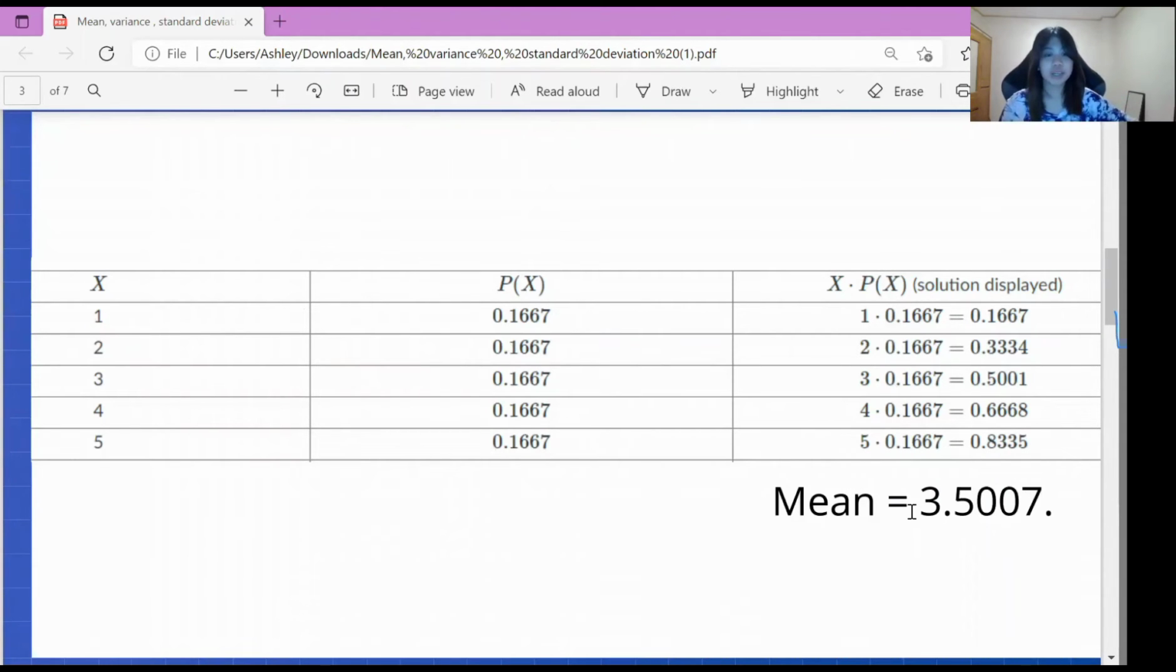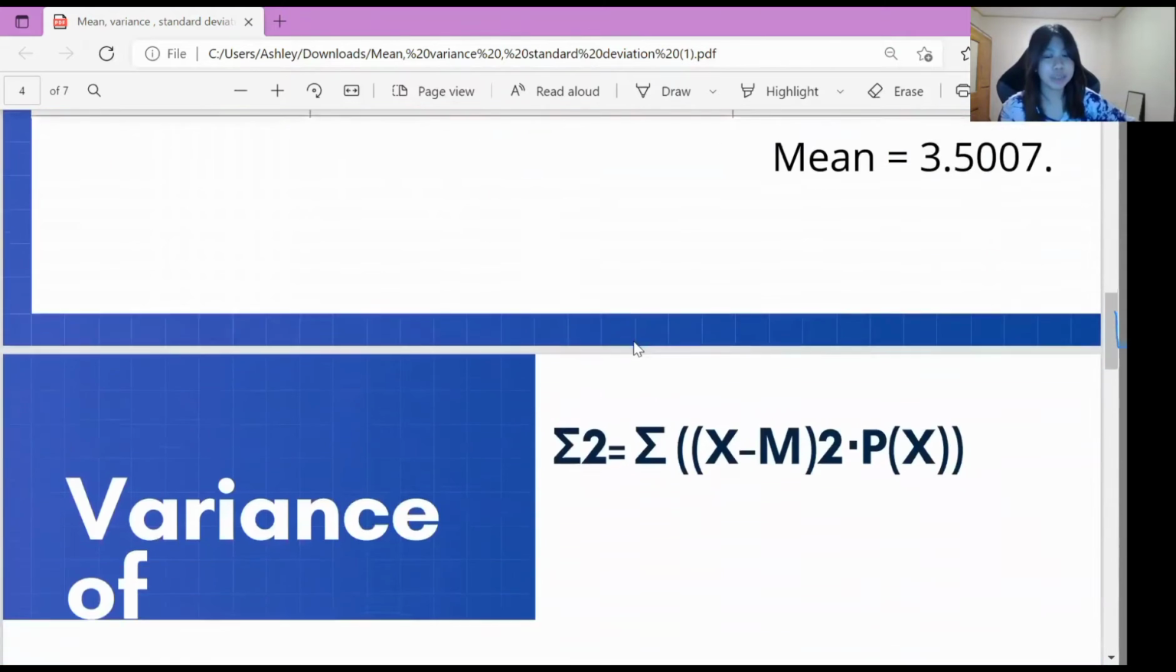So for this table, our mean is 3.5007, and we attained it by adding the products: 0.1667 plus 0.3334 plus 0.5000, and so on. So that is where you will get the mean.